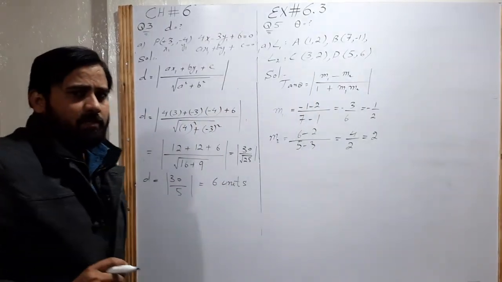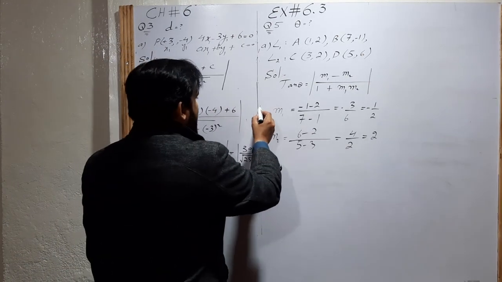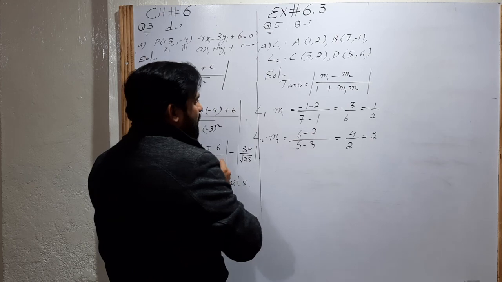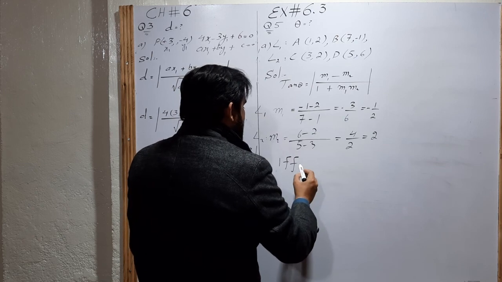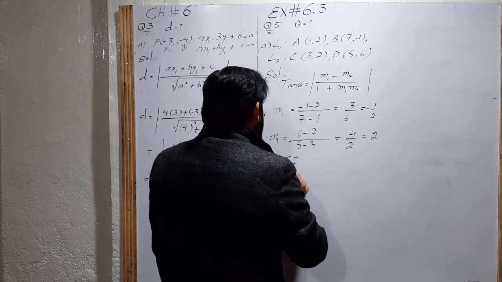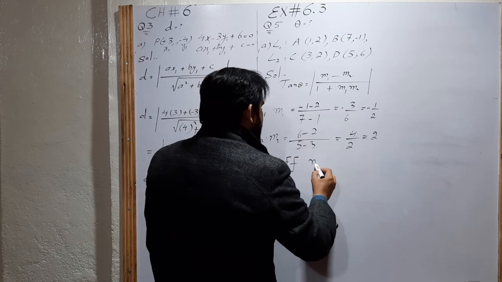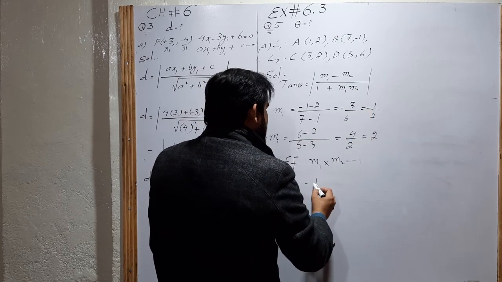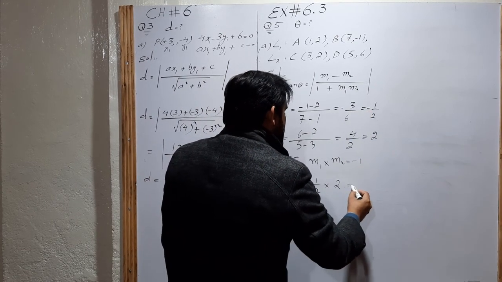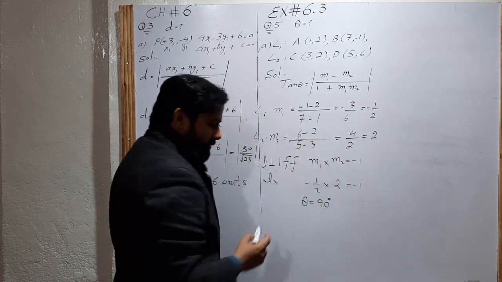m1 in this case is the slope of the line L1, and m2 in this case is the slope of line L2. There is a result: if two lines are perpendicular, L1 perpendicular to L2, if and only if m1 multiplied by m2 is equal to minus 1. So clearly in this case m1 is minus 1 by 2, m2 is 2. So the product is minus 1, it means that the lines are perpendicular. So in this case the angle is 90 degrees.